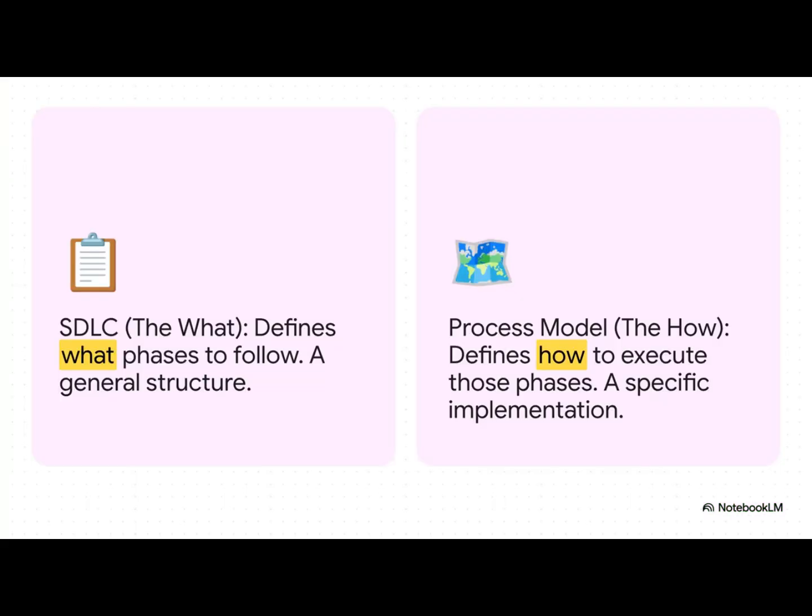Okay, to really get this, we need to separate two key ideas in our minds. First, there's the SDLC, which tells us what we need to do. It's like our list of ingredients. And second, there's the process model, which defines how we're actually going to do it. That's the specific recipe or strategy.